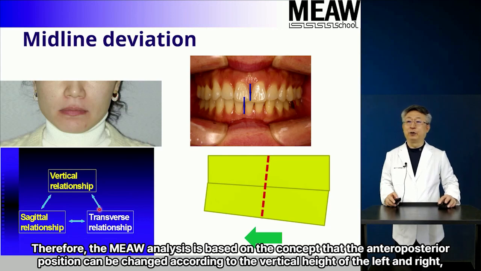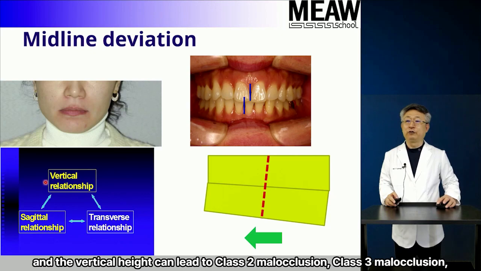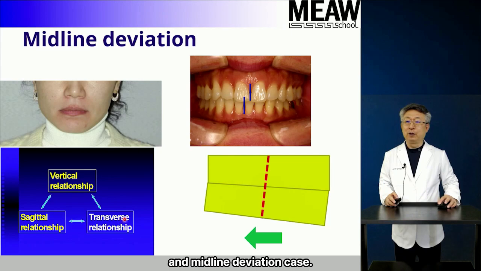Therefore, the MEAW analysis is based on the concept that the anteroposterior position can be changed according to the vertical height of the left and right. And the vertical height can lead to Class 2 malocclusion, Class 3 malocclusion, and midline deviation cases.